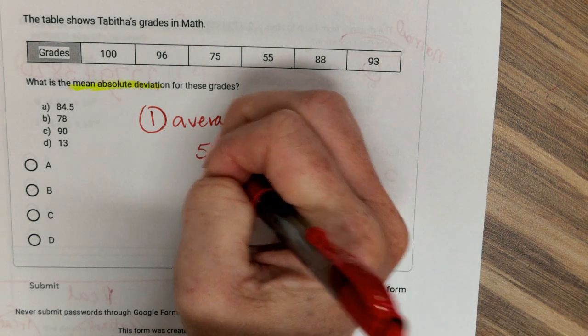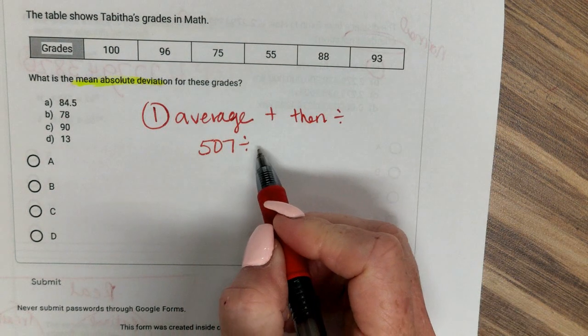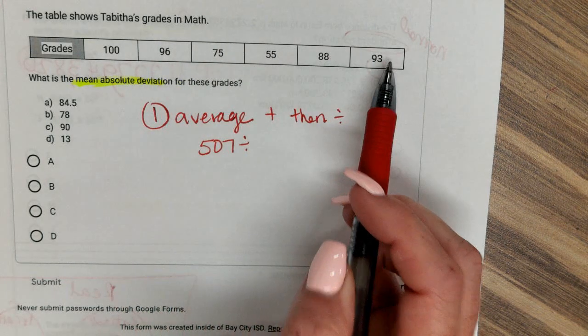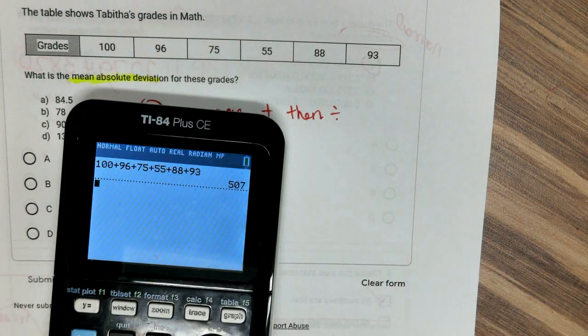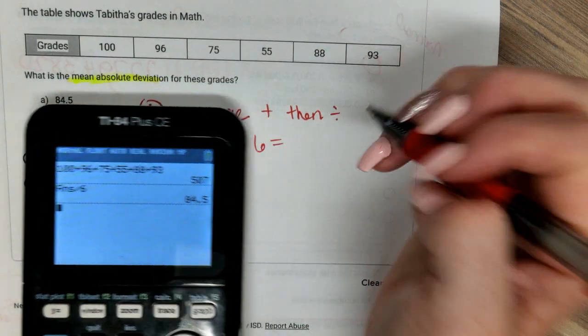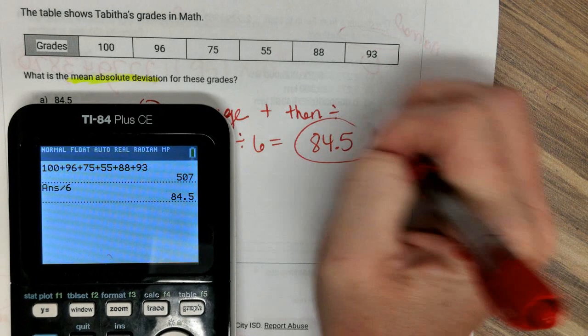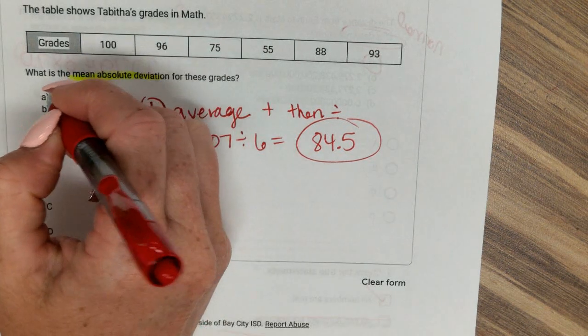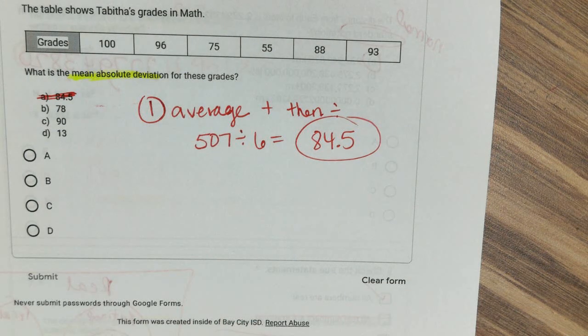Is that the average? No, I have to also divide by how many numbers are there. There's 1, 2, 3, 4, 5, 6 numbers. 84.5. Now stop. Do you see that answer? Yes. Should you pick it? No, that is step 1. You go mark that out so fast so that you don't accidentally pick it. That right there tells you it is for sure not that answer, because that's only step 1.